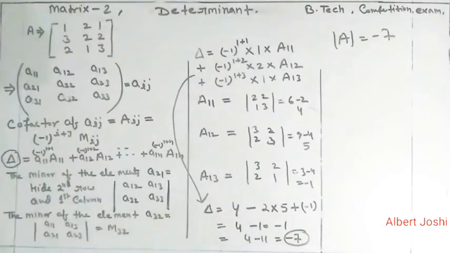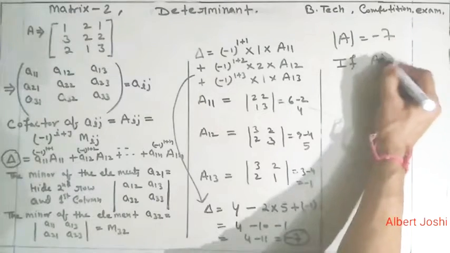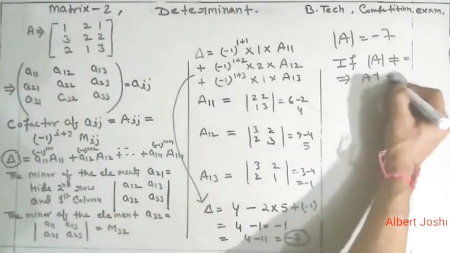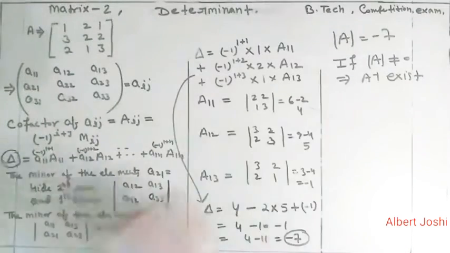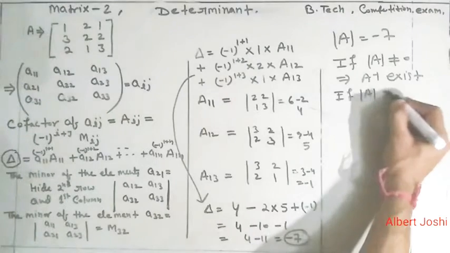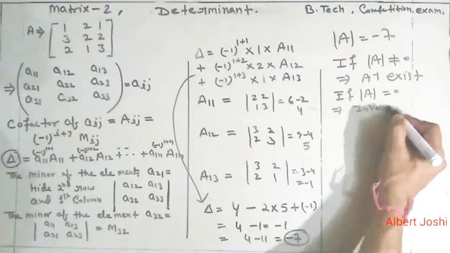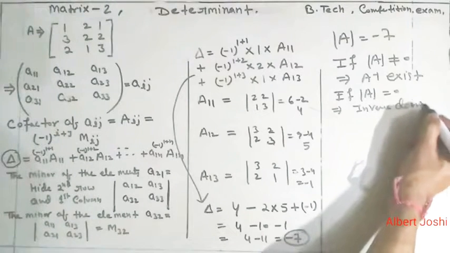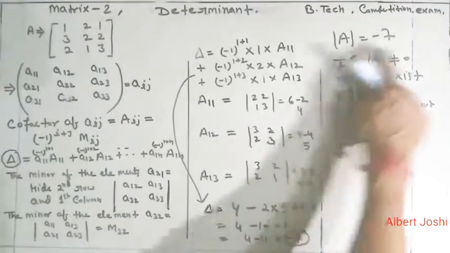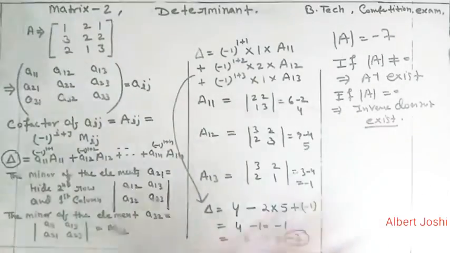Now note: if the determinant of A is not equal to 0, it implies that A inverse exists. If the determinant of A is equal to 0, it implies that the inverse does not exist. Such simple applications are necessary to know because they ask such types of questions in the exam.